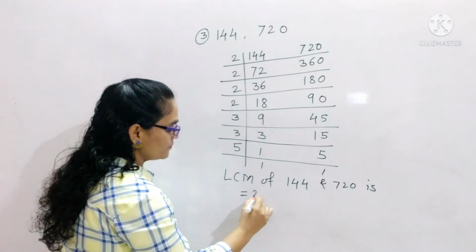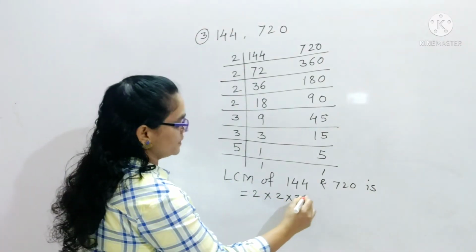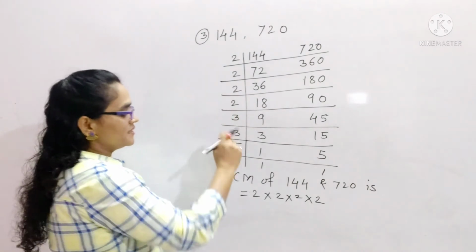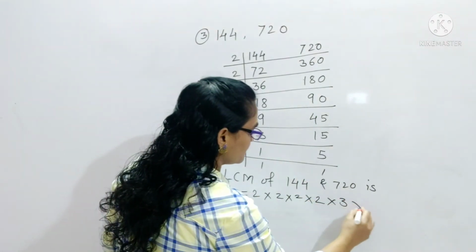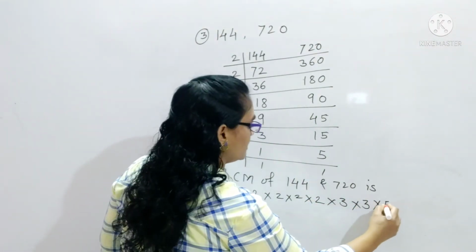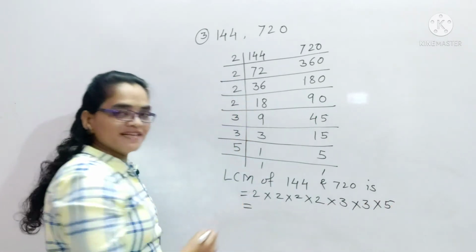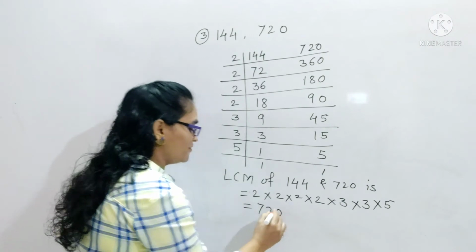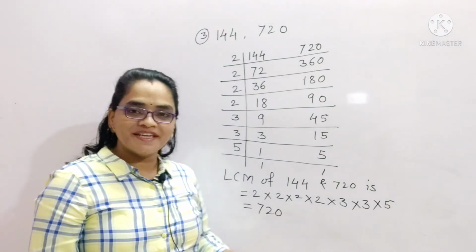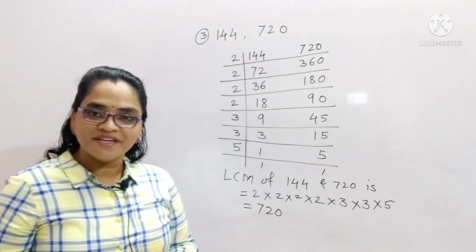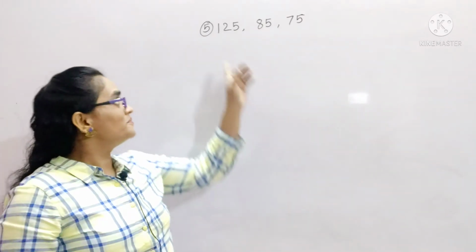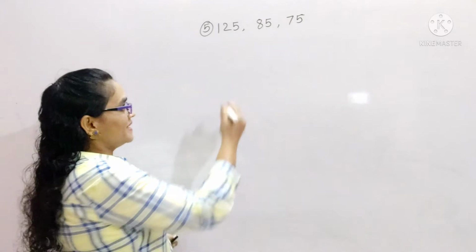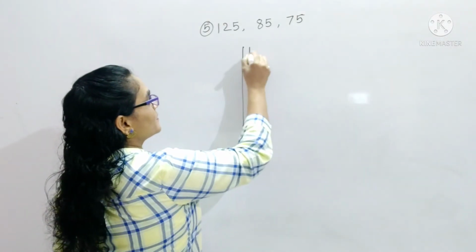LCM of 144 and 720 is 2 into 2 into 2 into 2, how many times? 1, 2, 3, 4 times 2. Then 3 into 3, and next find its product. Product is 720. LCM of the given numbers is 720. Okay. Next example is 125, 85 and 75. Write down in one row.